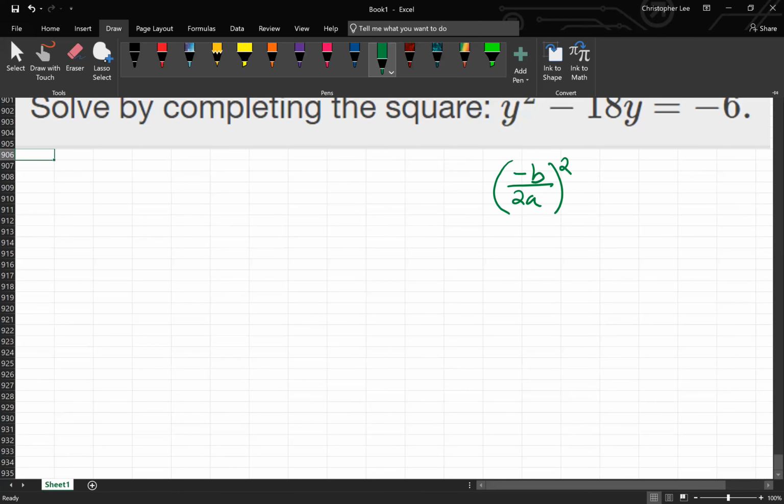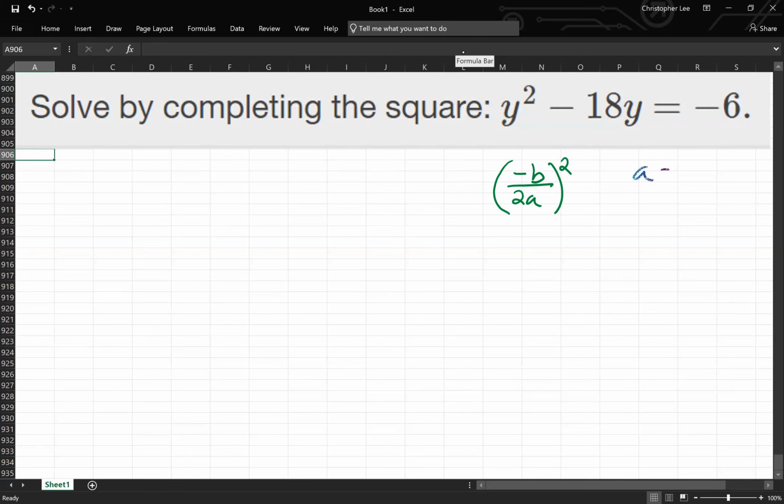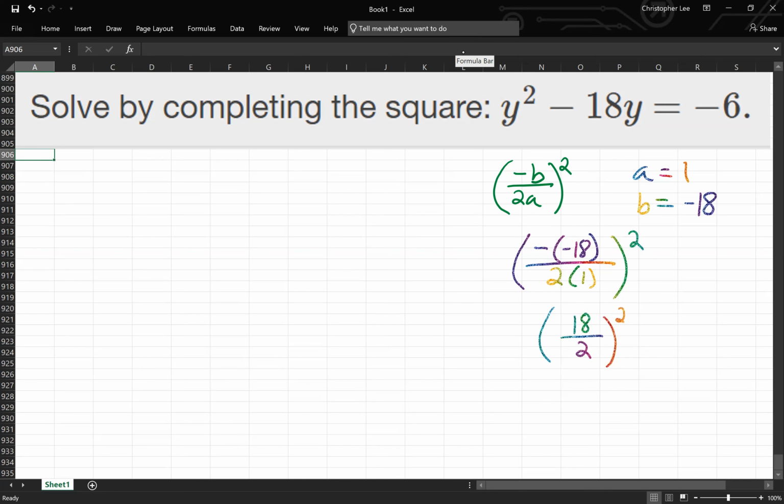Then I'm just going to plug in what I have for this question. So help me out. For this question, what's my a? 1, and what's my b? Close. Negative 18. So after that, I'm just going to plug it in. Nothing crazy. So this is negative times negative 18, all divided by 2 times 1, squared. So this is going to become what? 18 over 2 squared. And 18 divided by 2 is what again? 9. So this is just going to become 9 squared.